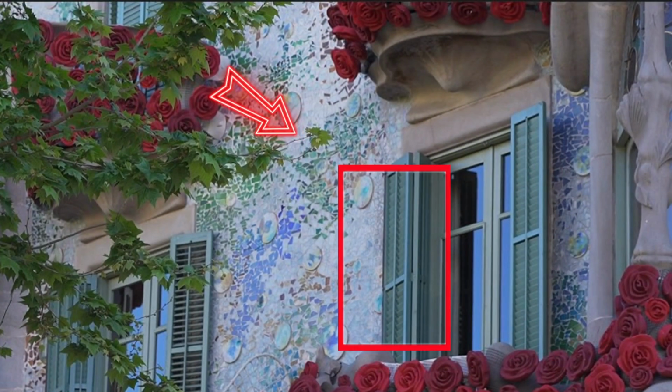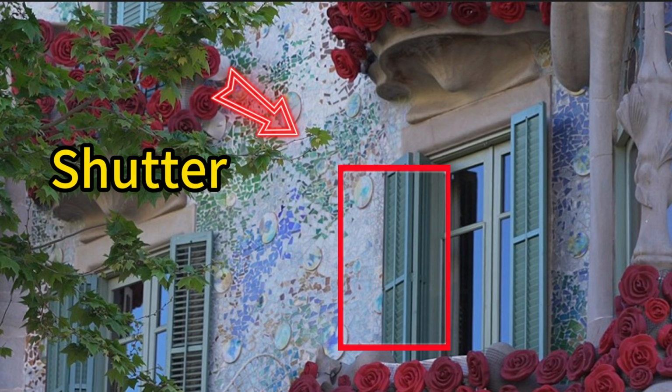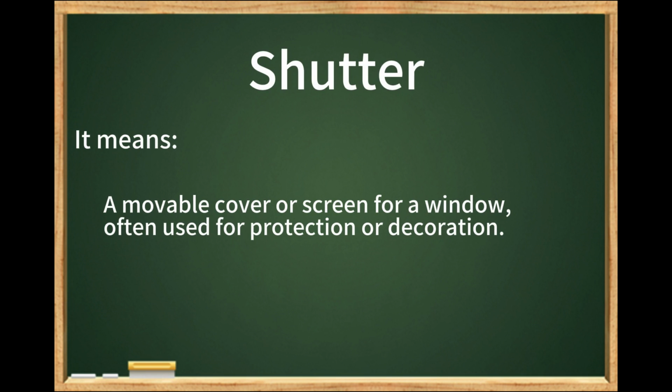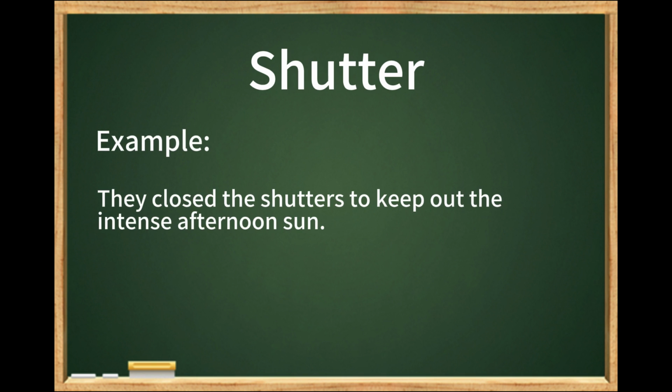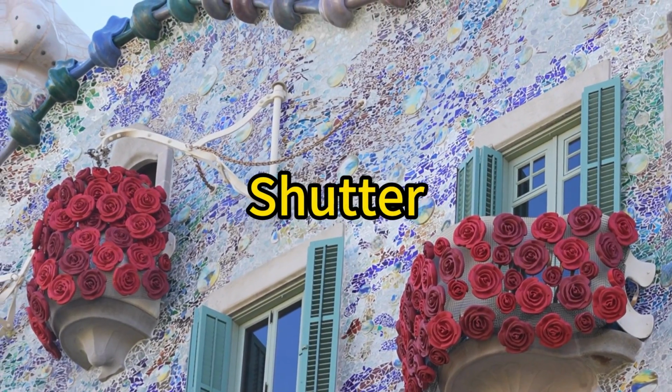What's this? Shutter. It means a movable cover or screen for a window, often used for protection or decoration. Example: they close the shutters to keep out the intense afternoon sun. This is a shutter.